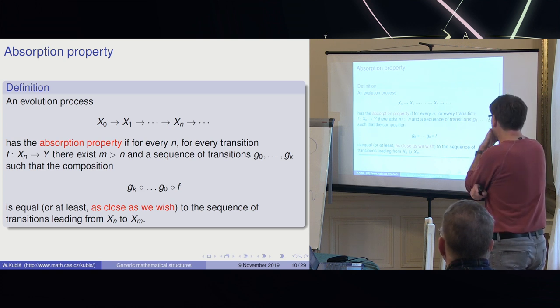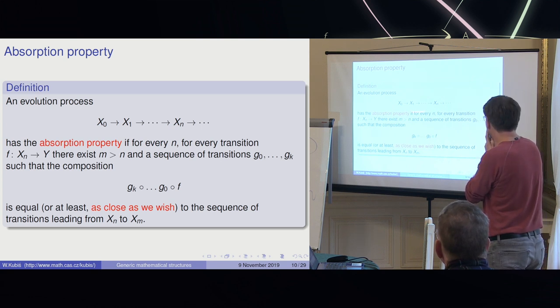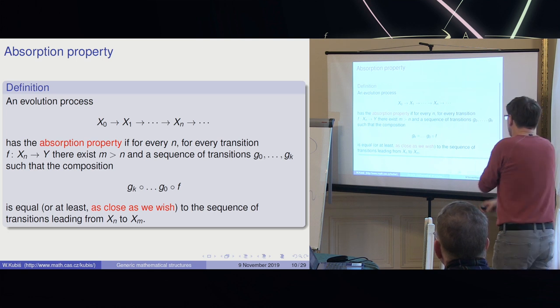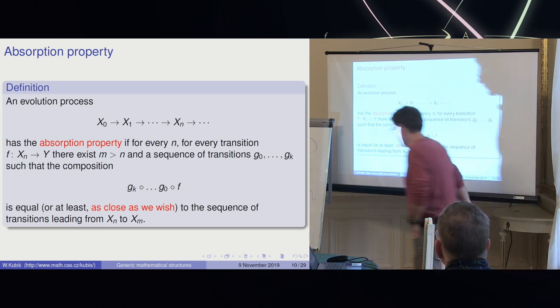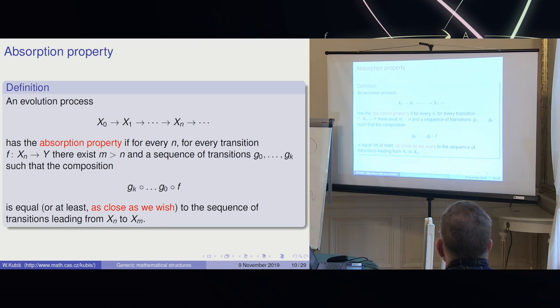So now, the crucial property, which is related to Fraïssé limits, I call absorption property. It should be a better picture here, because actually there is no picture, only this text. But I can try to draw it here to explain this definition.